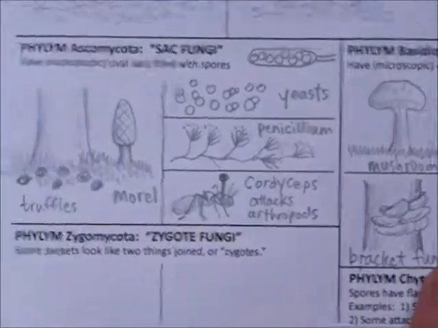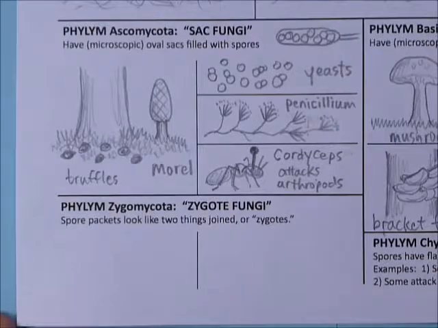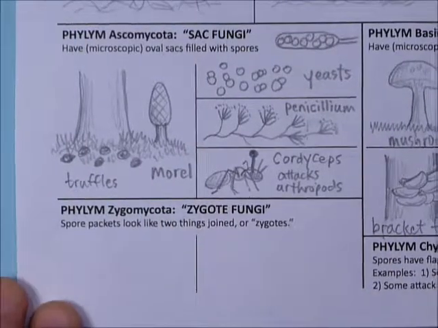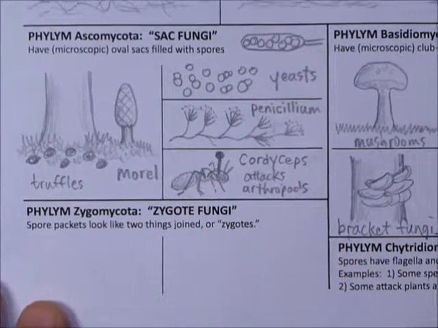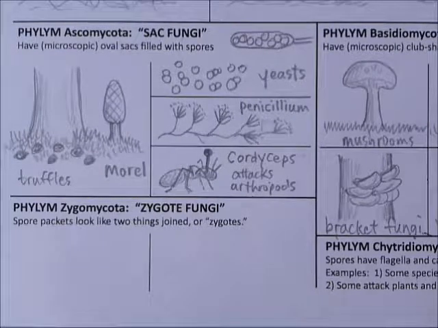All right, so we're almost done. All we have is this one down here, the zygote fungi, or zygomycota, and zygote means joined. If you've done some cell biology, you might recognize the word zygote. We usually use that word for when an egg and sperm join. That cell that's formed is called a zygote. But zygote just means join.